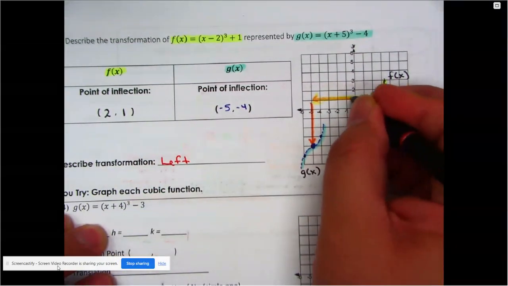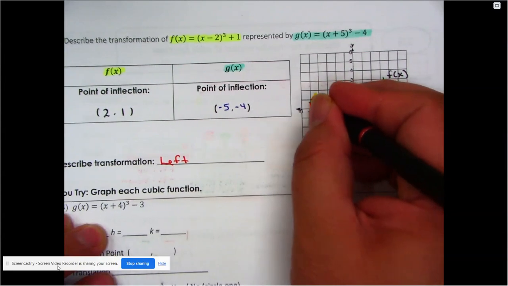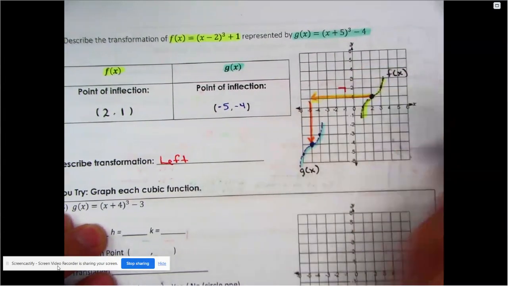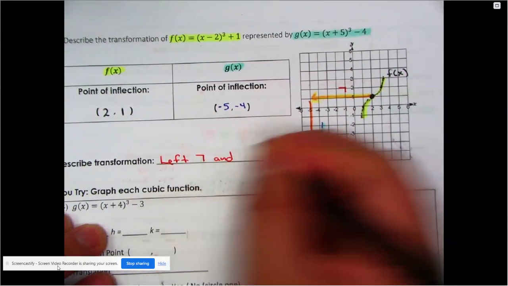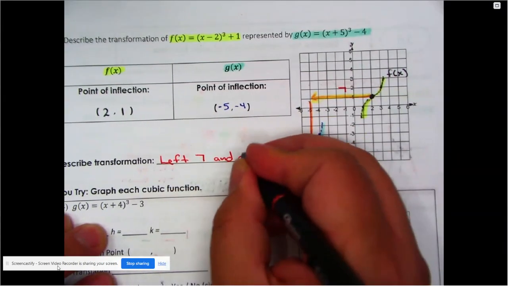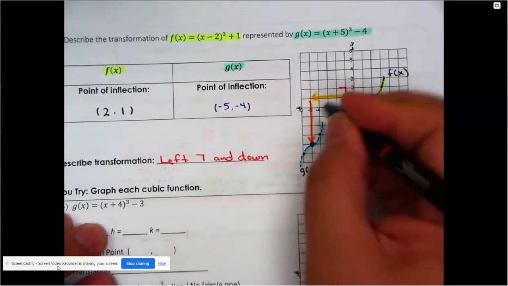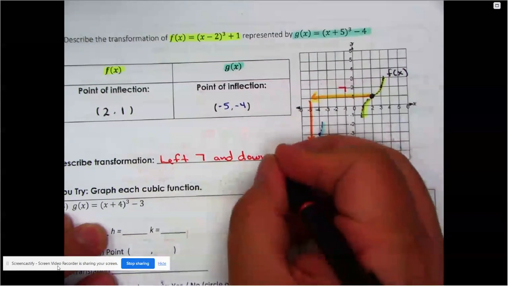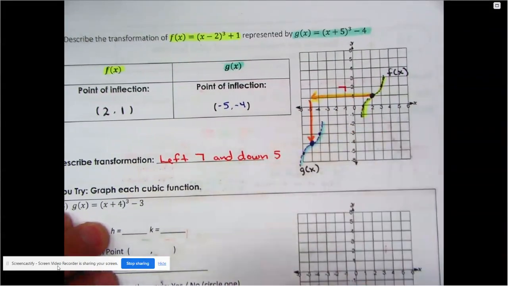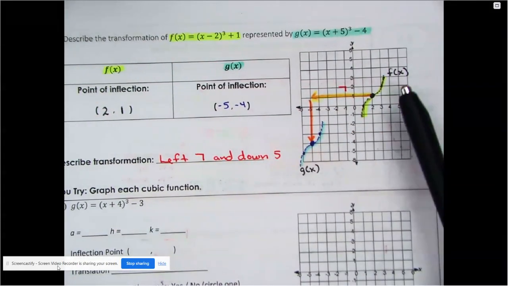1, 2, 3, 4, 5, 6, 7. So left 7, and I also have to go down. So we can start writing that, and down 1, 2, 3, 4, 5 spaces for this one. So down 5. And there it is. They wanted me to describe how do I go from here to here?